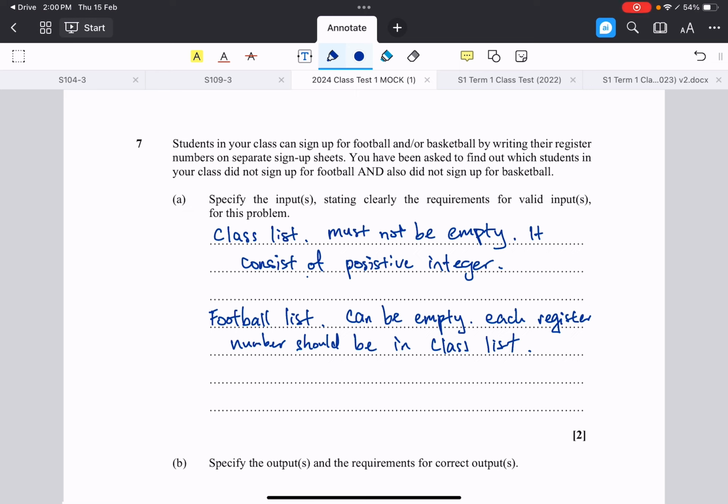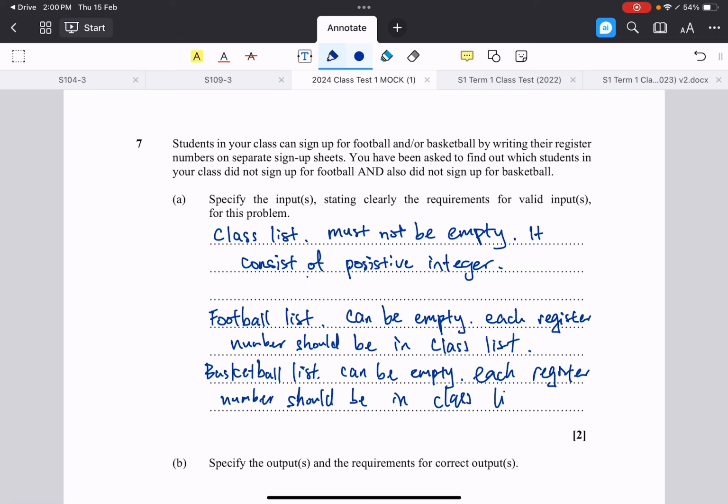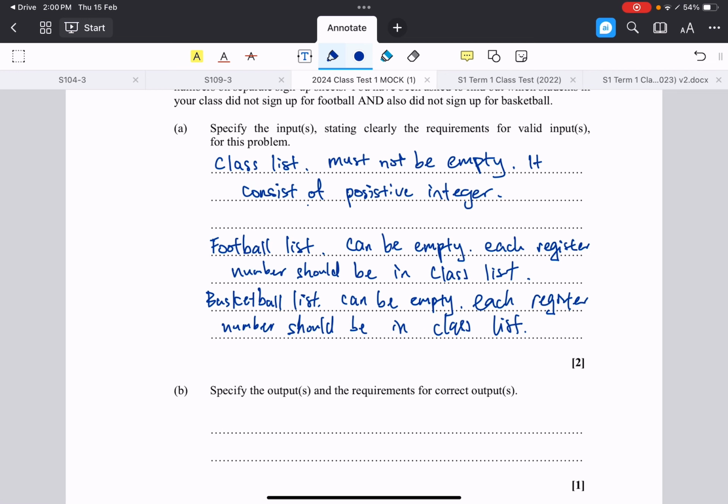And then of course we also need to have the basketball list. Now the basketball list has the same conditions as the football list, right? It can be empty. Let me spell it properly. Empty. And each register number here, okay, should be in the class list, right? Because we are only looking at people from this class. So those are the conditions and the requirements that you can put down.